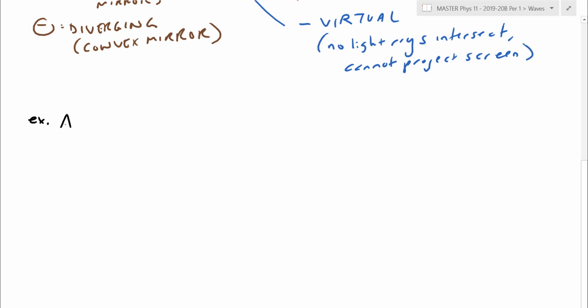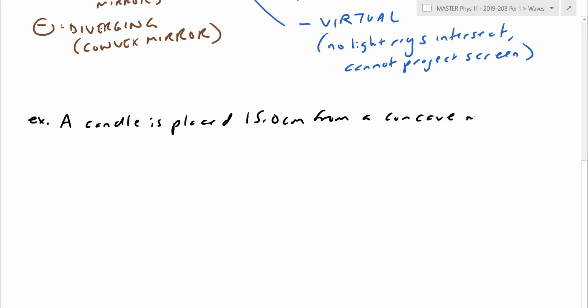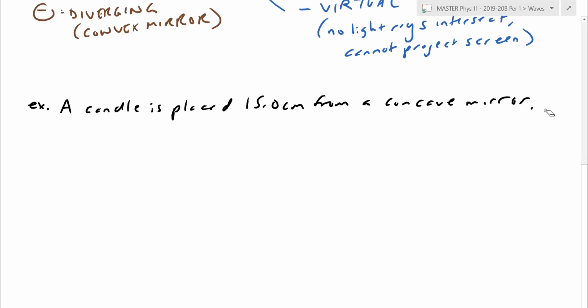So let's start off here. A candle is placed 15 centimeters from a concave mirror. We're only going to deal with mirrors for now. We'll deal with lenses in a later lesson. So, a concave mirror with a focal length, the distance between the vertex and the F point, of 7 centimeters.